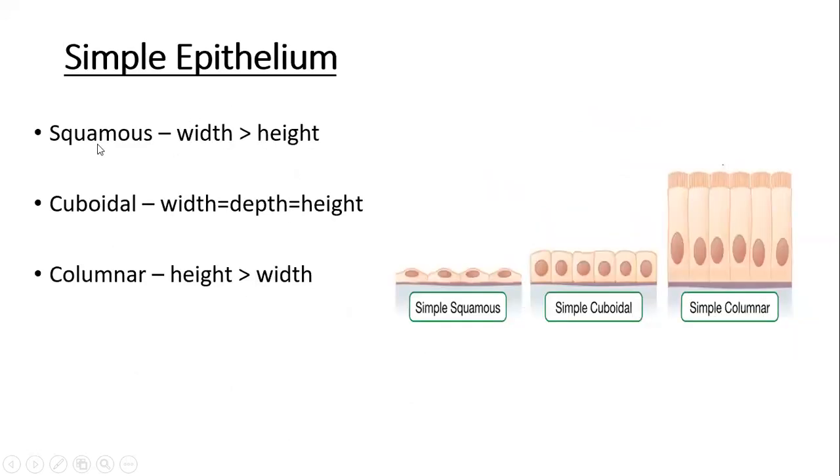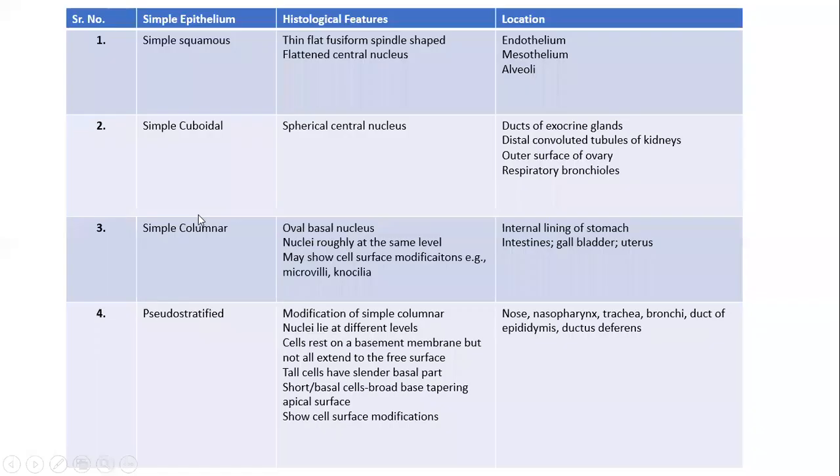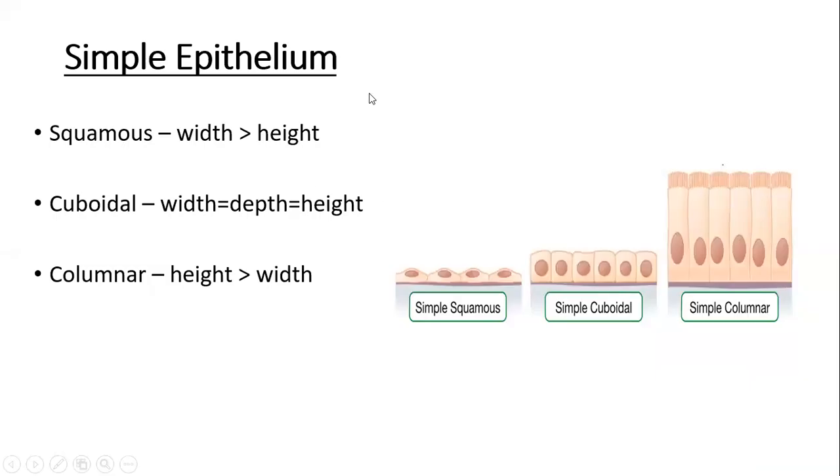Starting with the simple epithelium, as we mentioned earlier, it is further classified on the basis of the shape of the cells present in the single layer of cells in the simple epithelium. So in squamous type of cells, their width is more than their height, whereas in cuboidal cells, the width and depth and height are almost equal, and columnar are taller cells with height more than the width.